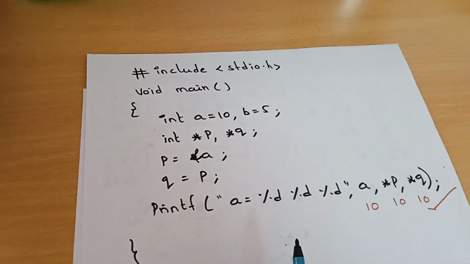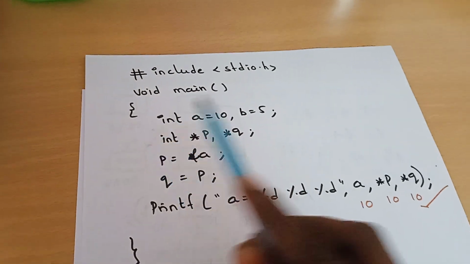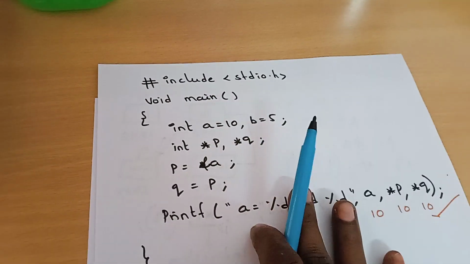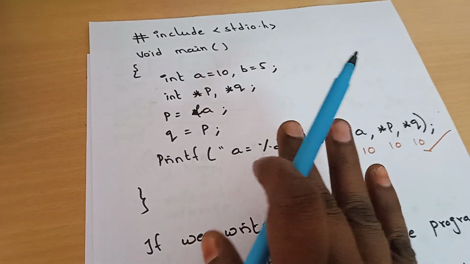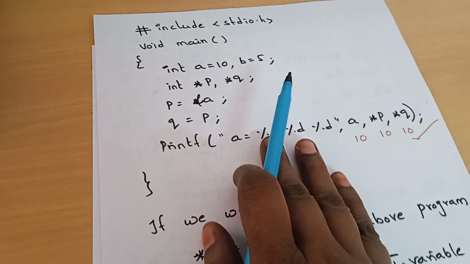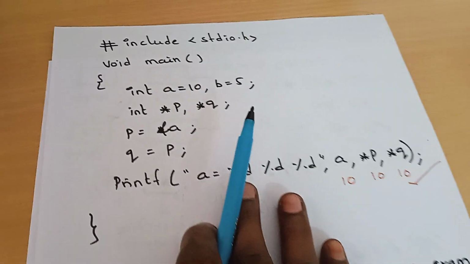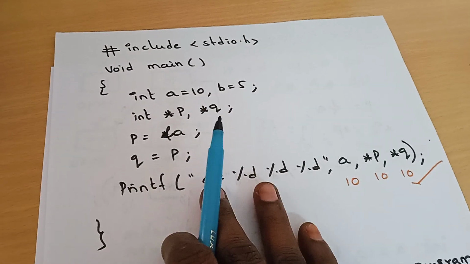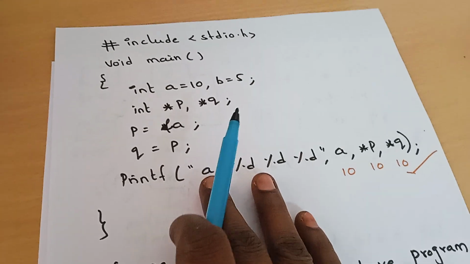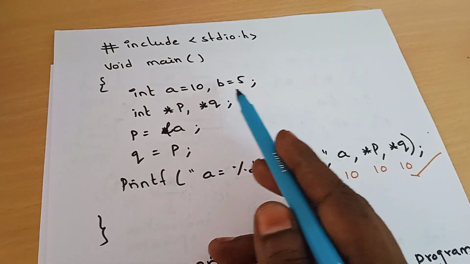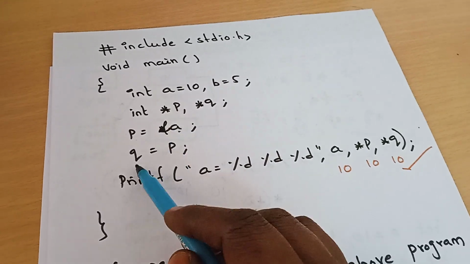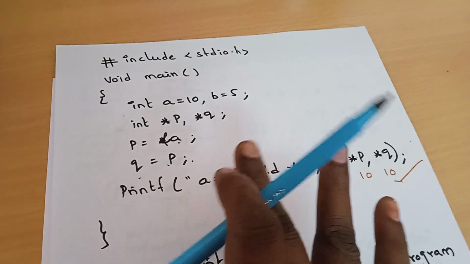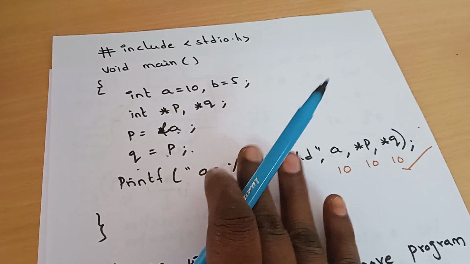Now let's see this. This is a sample program. You can execute this program in your system. Once I execute this program, I'll put the link in the description. You can check the output of the same program later. Now you can copy this program and check it on your laptop. Int a is equal to 10, b is equal to 5, star p, star q. P is equal to ampersand a. Now q is equal to p. Now this is valid. You can see the output for this code.